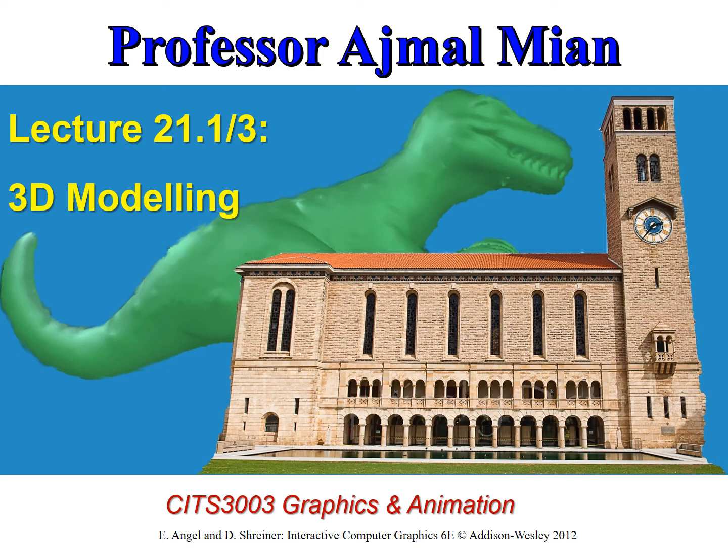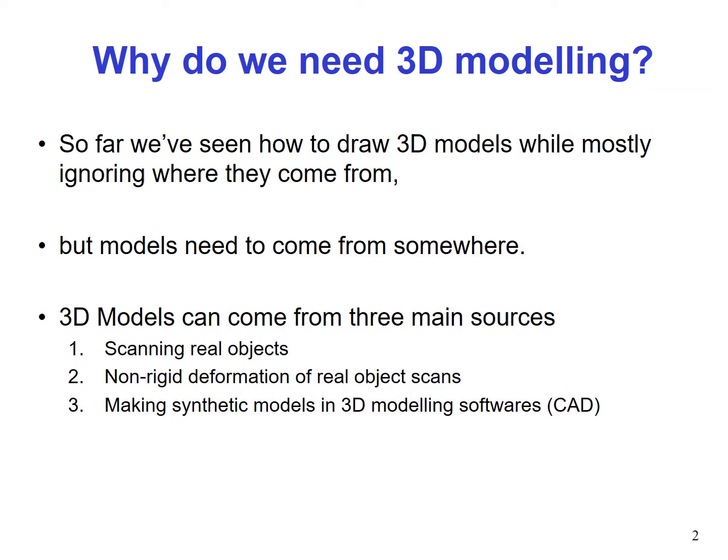In lecture 21, we will study 3D modeling, which is the process of generating 3D models so that you can display them in your graphics software. So why do we need 3D modeling? So far, we have seen how to draw 3D models while mostly ignoring where they come from. Although I've shown you a real 3D face that was scanned, we didn't go into the depth of how to generate these models. Models need to come from somewhere.